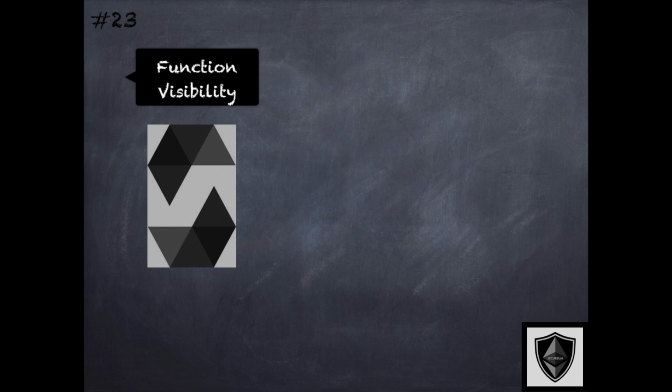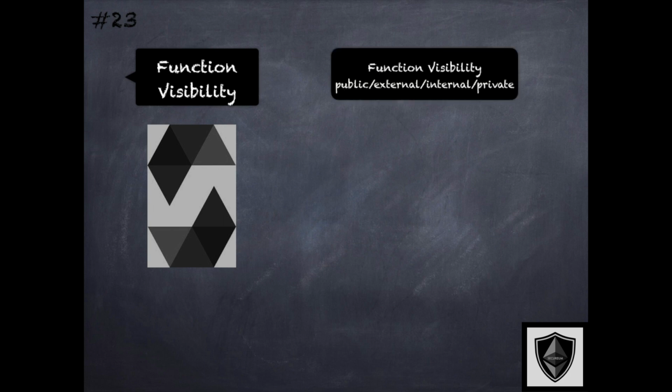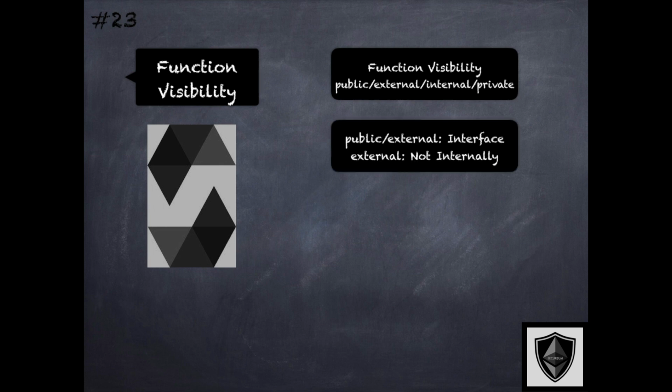Function visibility. Similar to the visibility that we talked about for state variables, functions also have a concept of visibility, and these can be public, external, internal, or private. So 4 different visibility specifiers. Public functions are part of the contract interface, and they can either be called internally within the contract or via messages.